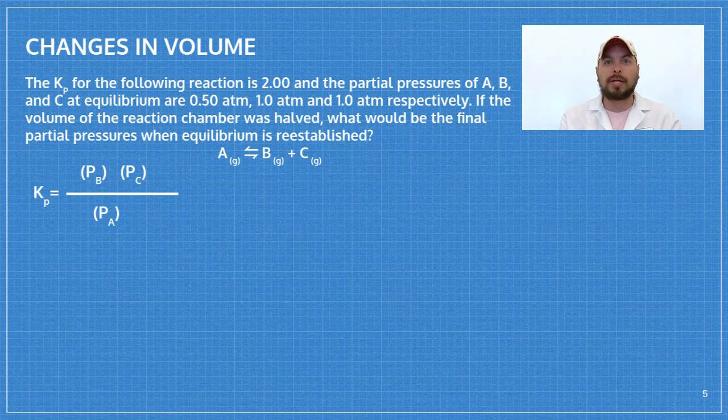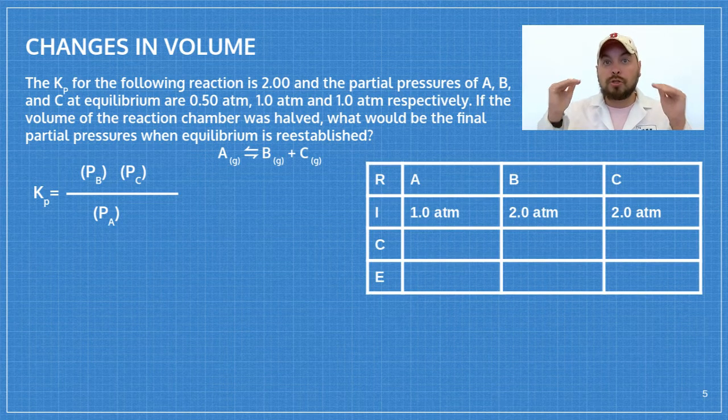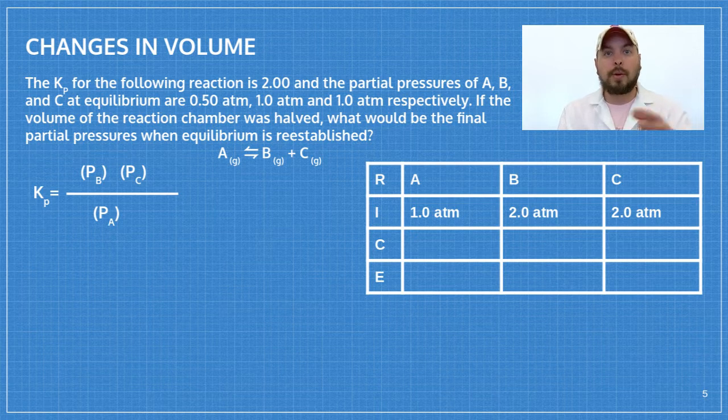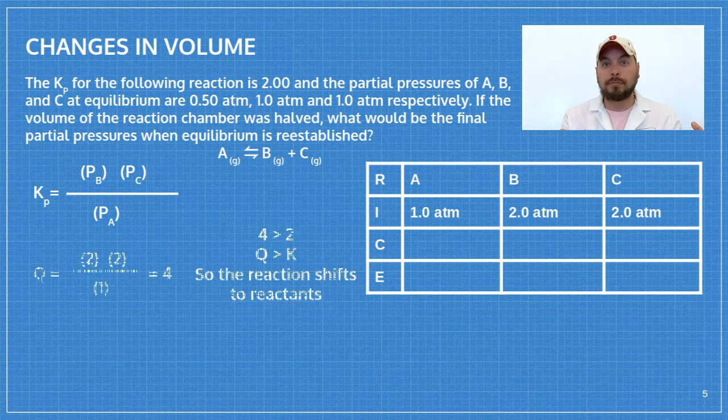And this is where RICE tables come in. So what I'm going to do is write my equation, and under initial, I'm going to put 1 atmosphere for A, 2 atmospheres for B, and 2 atmospheres for C. Now I need to look at Q versus K to tell me which direction my reaction is going to shift. If I solve for Q with these new values, 2 for B and C and 1 for A, my Q value is 4. 2 times 2 divided by 1. So my Q value is 4.